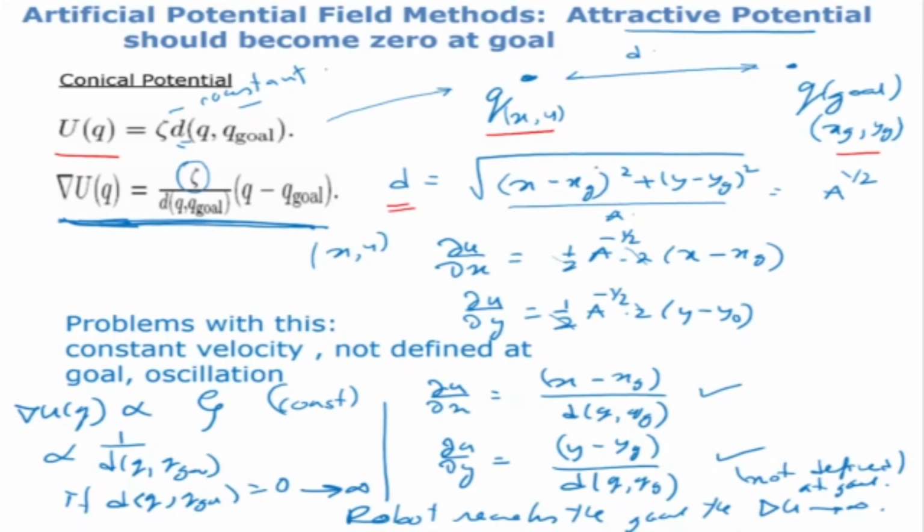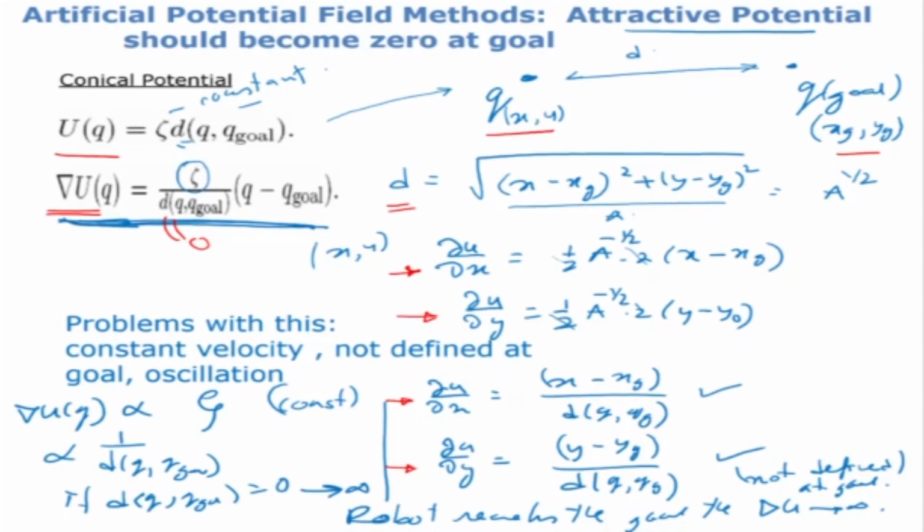When I differentiate this function u with respect to x, I get this term, and if I partially differentiate with respect to y, I get this term. So del u by del x and del u by del y are given by these two functions. And from here we get the gradient as zeta by d into (q minus q goal). Now the disadvantage of this is that when the robot reaches the goal, d will become equal to 0, so this gradient will become undefined. That is the problem here.